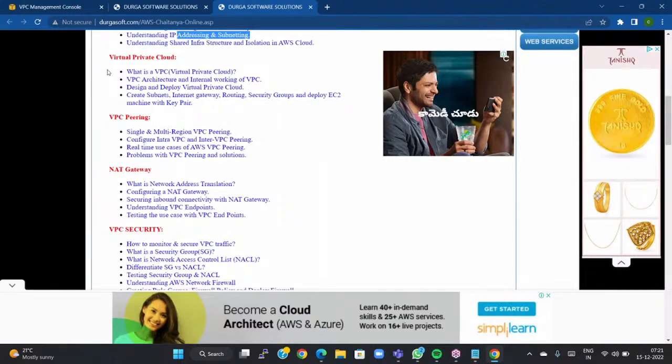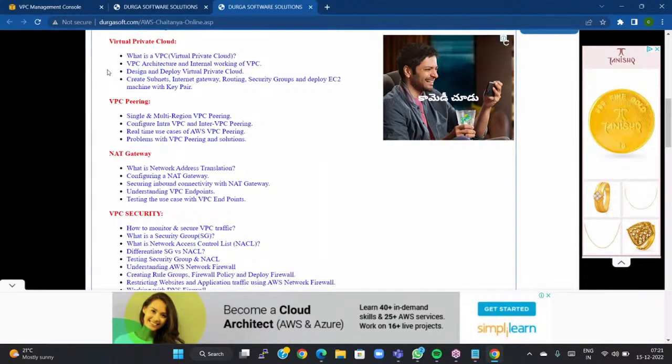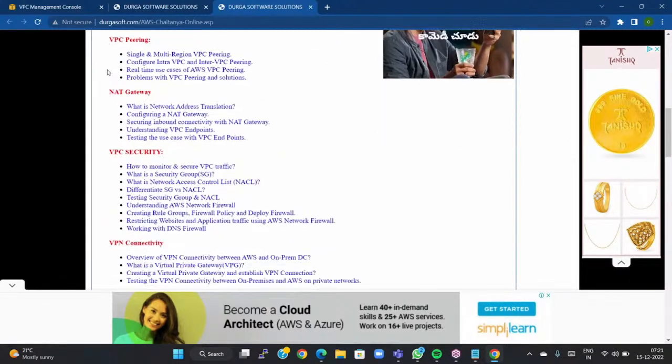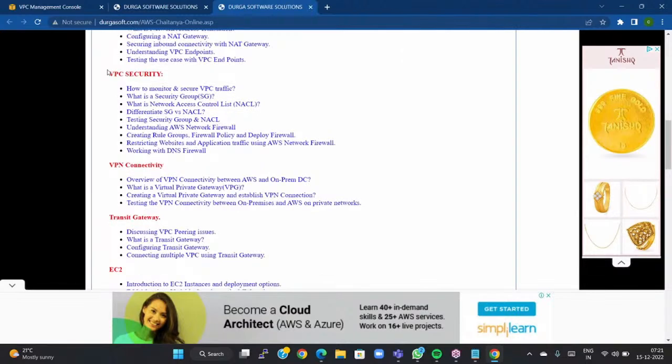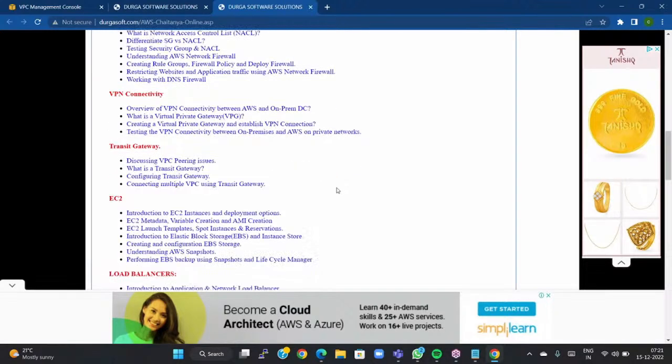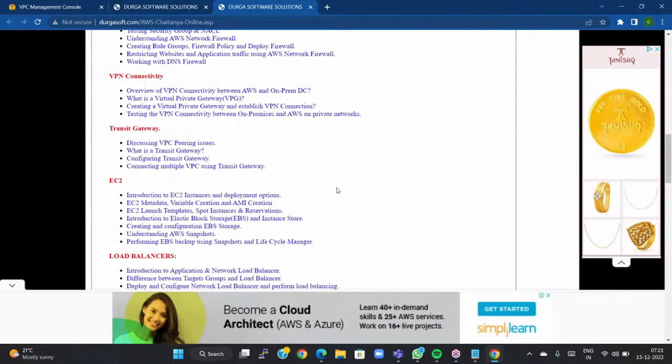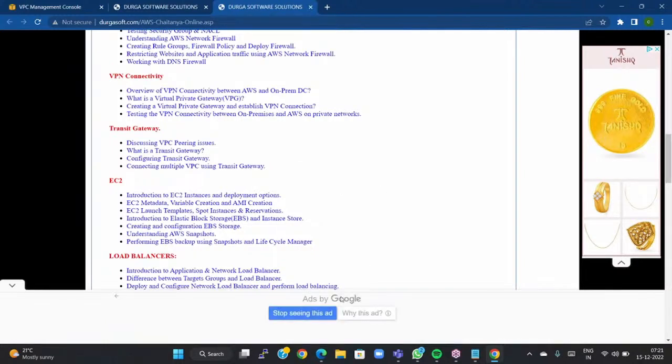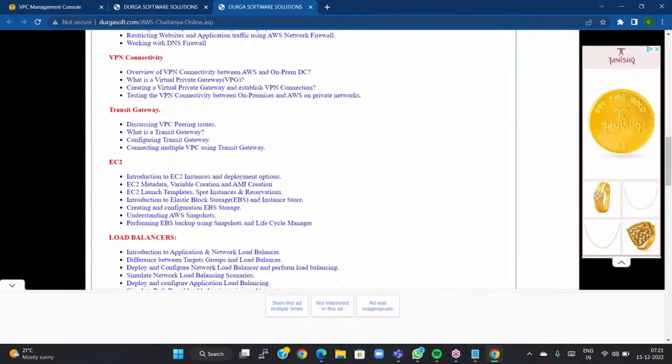In the virtual private cloud, what is a virtual private cloud, how to create it, and all the things we will learn. After that, VPC peering, NAT gateway, VPC security, and VPN connectivity. Here I will try to show you VPN connectivity by combining two different clouds. If possible, I will continue with this class, or else I will skip the VPN connectivity and try to cover it at the end of the sessions.